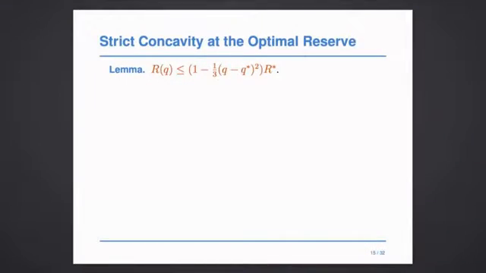Now let me get to the technical part. So we will need a technical lemma. Recall that the MHR assumption can be interpreted as saying the revenue curve is concave. Now this lemma will tell you that it's actually strictly concave, at least at the optimal price. So it's saying that when we move away from the optimal price in the quantile space, then the revenue drops at least quadratically in how far we move away in the quantile space.